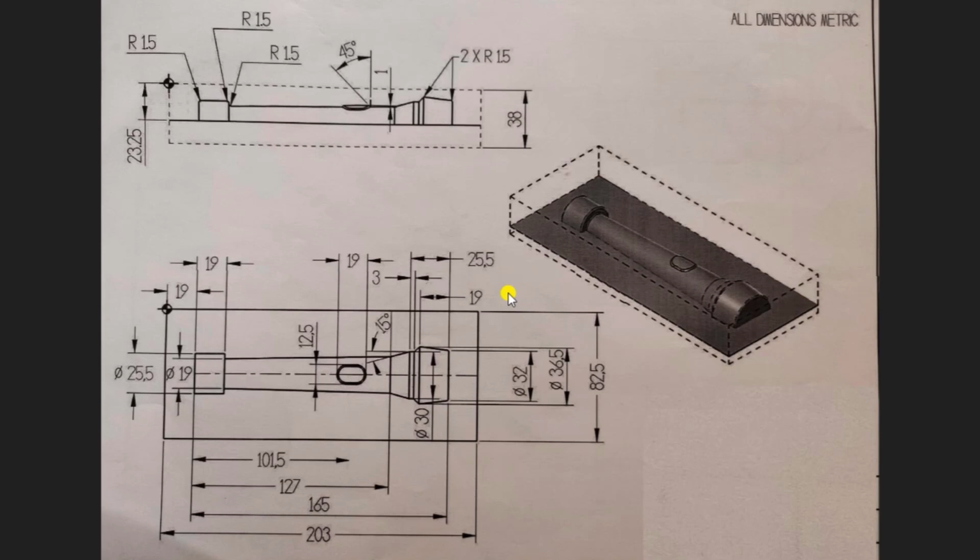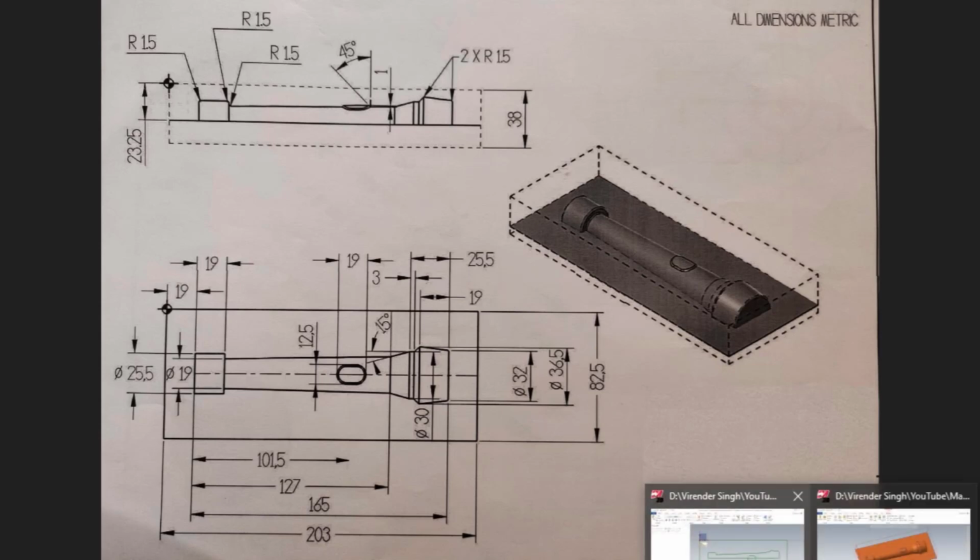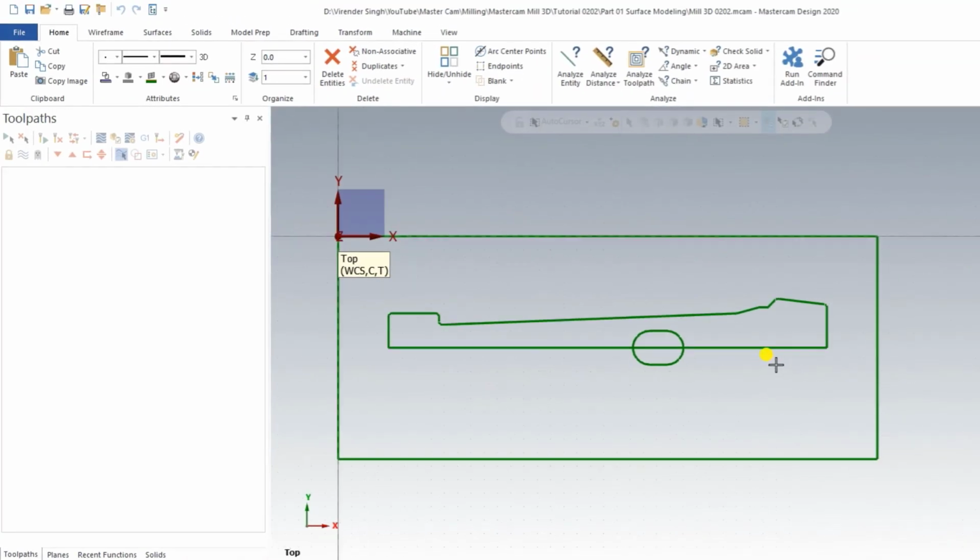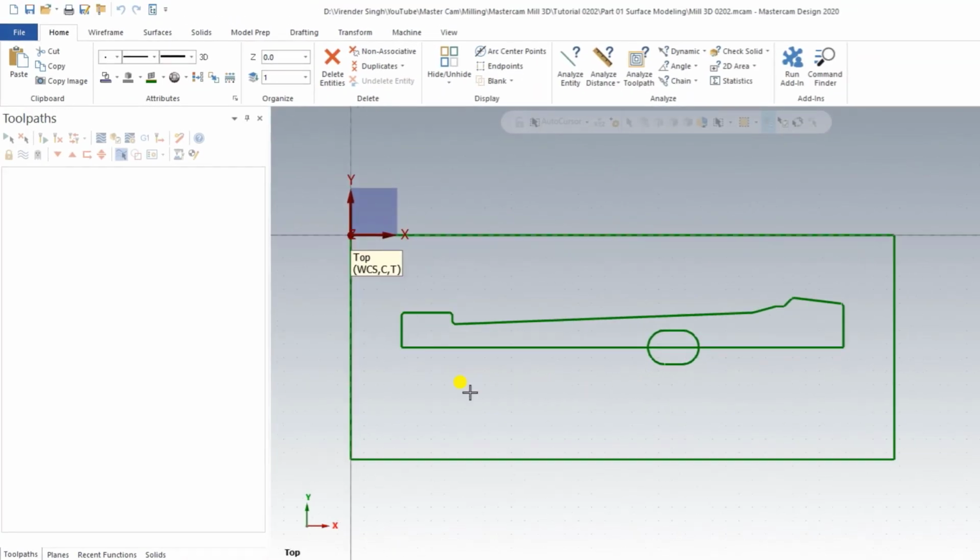So now in this video you will learn how we can create surface modeling with the help of Mastercam's different types of surface commands. Let me show you the drawing. Here, as you can see on the screen, is a wireframe part model. With the help of this wireframe geometry, we will create the entire surface body for that part.